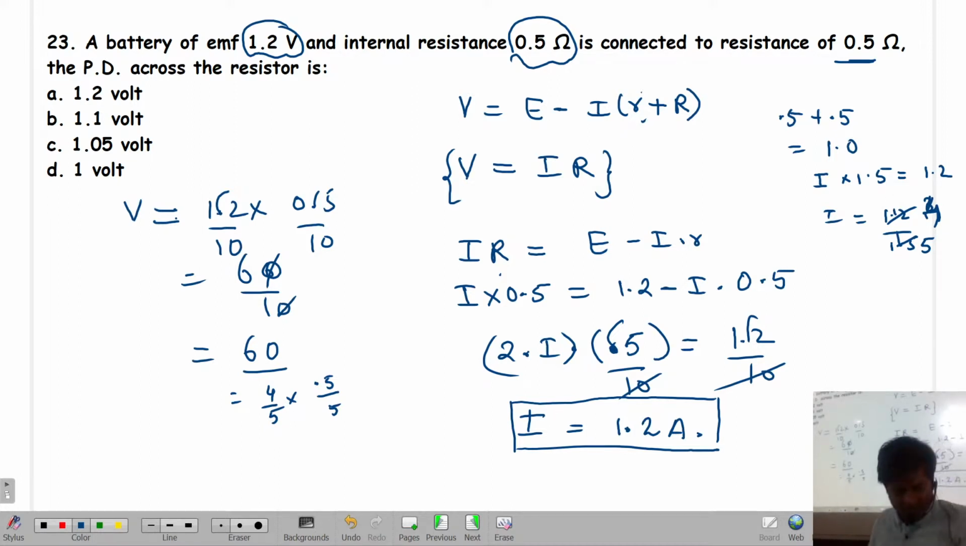Hey, what is happening? In this question, with a resistance of 0.5, the potential drop across the resistor, current is coming, correct? V is equal to I R, and I into internal resistance R.